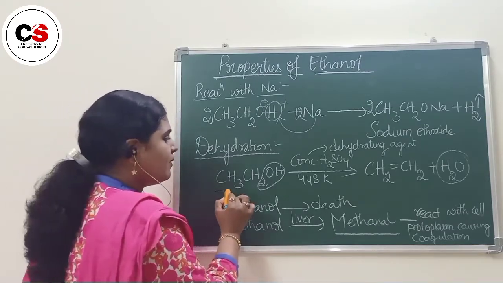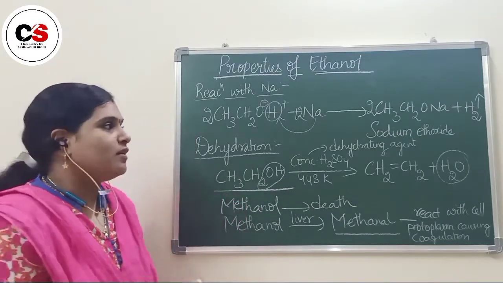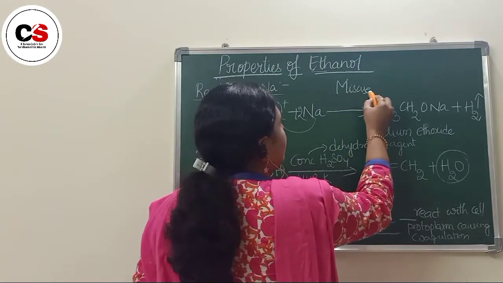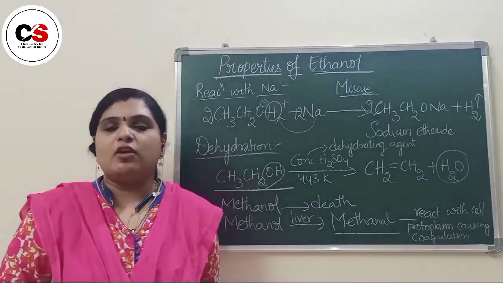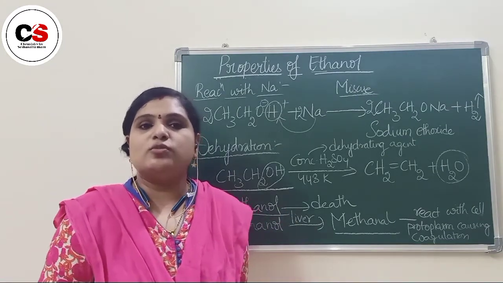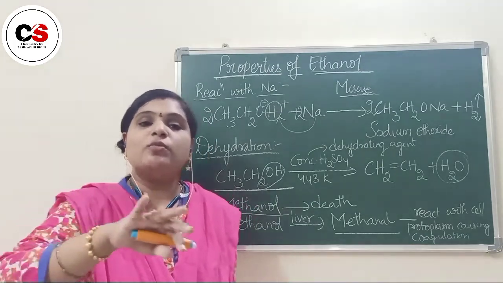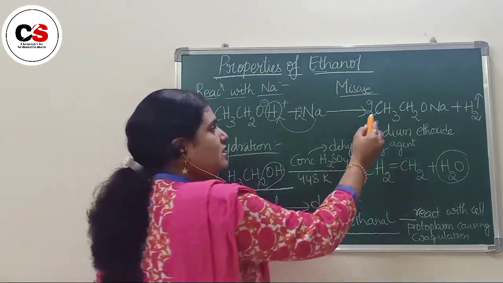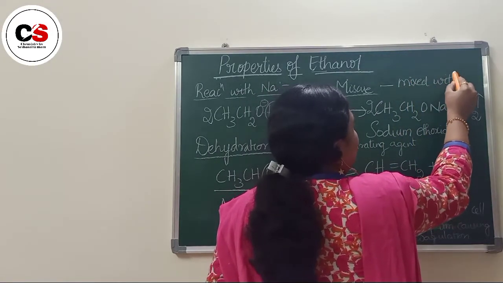In order to prevent the misuse of ethyl alcohol, what will they do? They will mix ethyl alcohol with some amount of methyl alcohol. Because methyl alcohol is very dangerous, we should not consume it. Whatever alcohol is available in the laboratories, if we consume it, it will cause the death of the individual, because it is mixed with methyl alcohol or methanol.